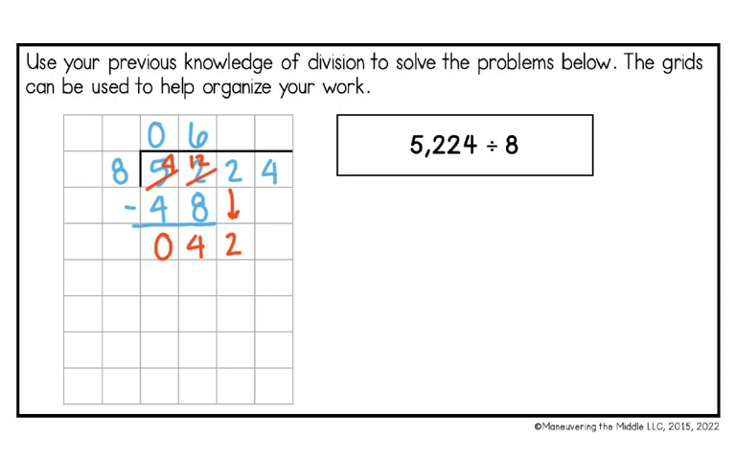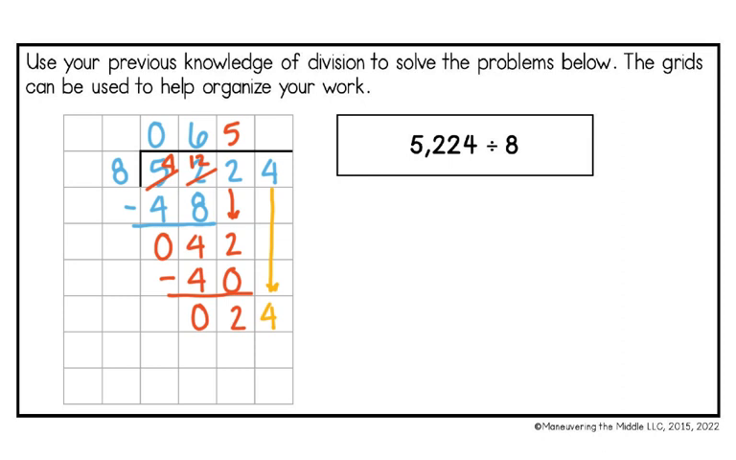So how many times can 8 go into 42? That is 5. 5 times 8 is 40. I'm going to go ahead and subtract. 2 minus 0 is 2. 4 minus 4 is 0. And I'm going to bring down that 4. So now we have 24.